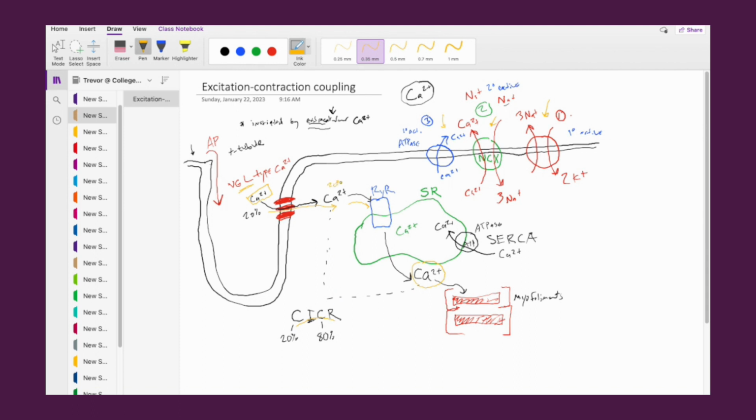20% incoming calcium from extracellular sources leads to 80% release from sarcoplasmic reticulum. Calcium comes along, binds the troponin, pulls the tropomyosin out of the way, and allows for interaction of contractile units or contractile components, and we get physical shortening of the cell, or contraction. Okay? At the end, we get that calcium back into the sarcoplasmic reticulum via the SERCA pump. Okay?